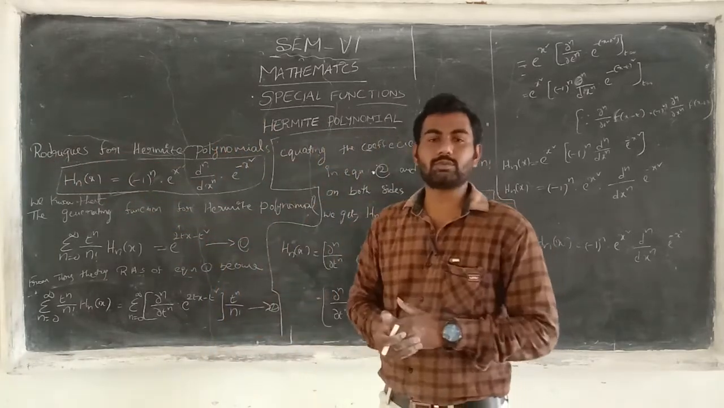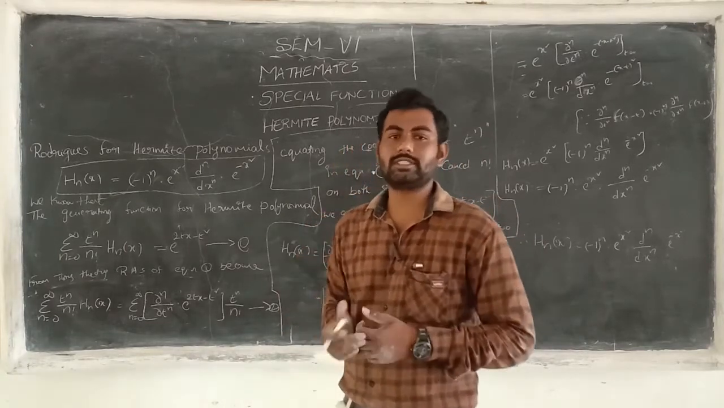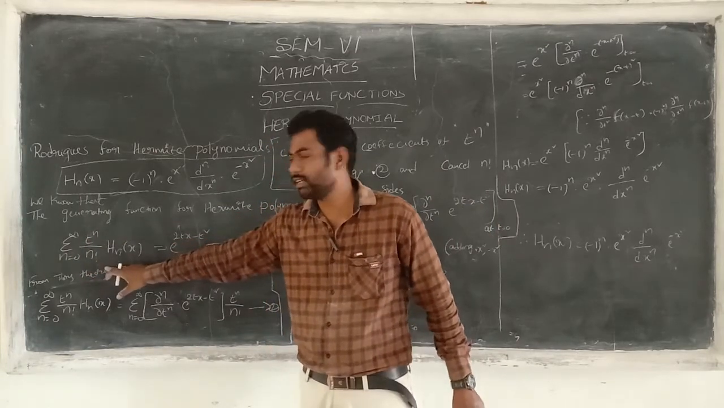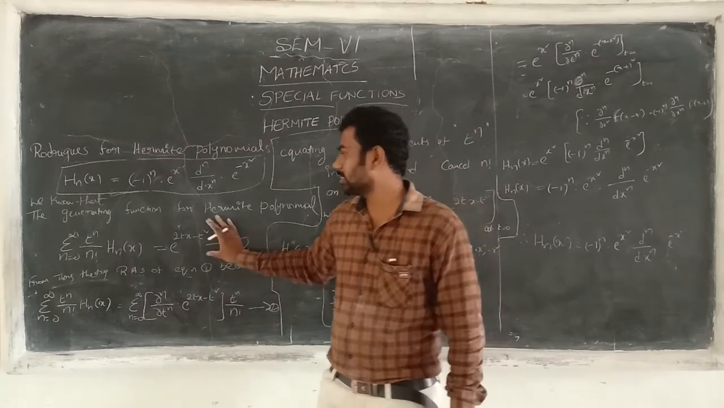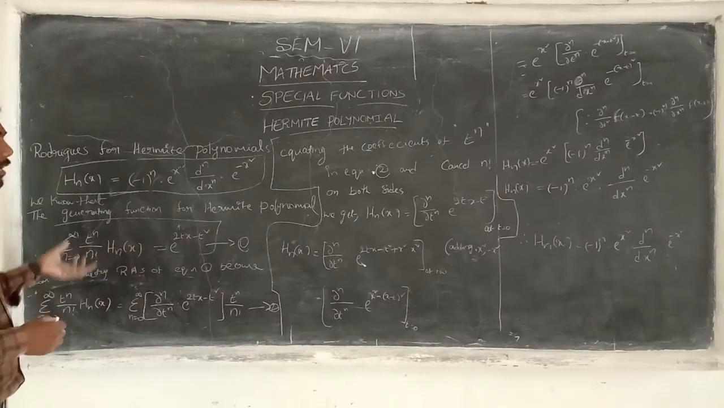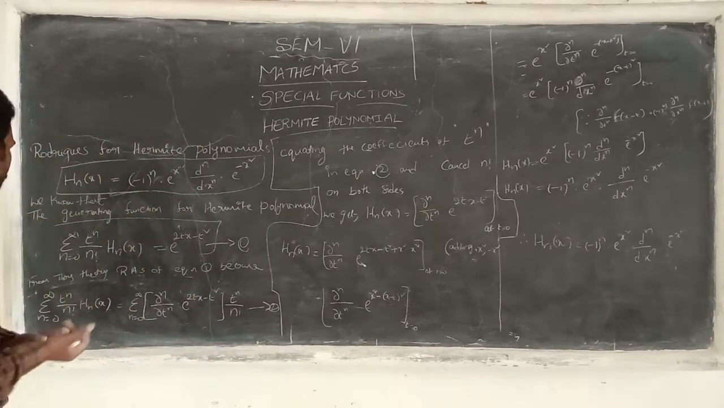So here we have to prove this. How do we know the generating function of Hermite polynomials? What is the equation? Sum n from 0 to infinity, t power n by n factorial, Hn of x, equals e power 2xt minus t square. We know this is the generating function for Hermite polynomials. By using this formula, we can prove Rodrigues' formula.